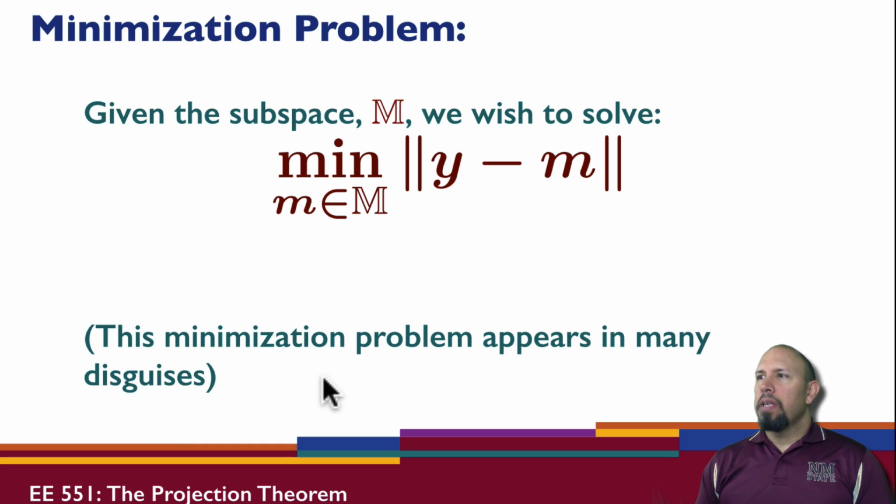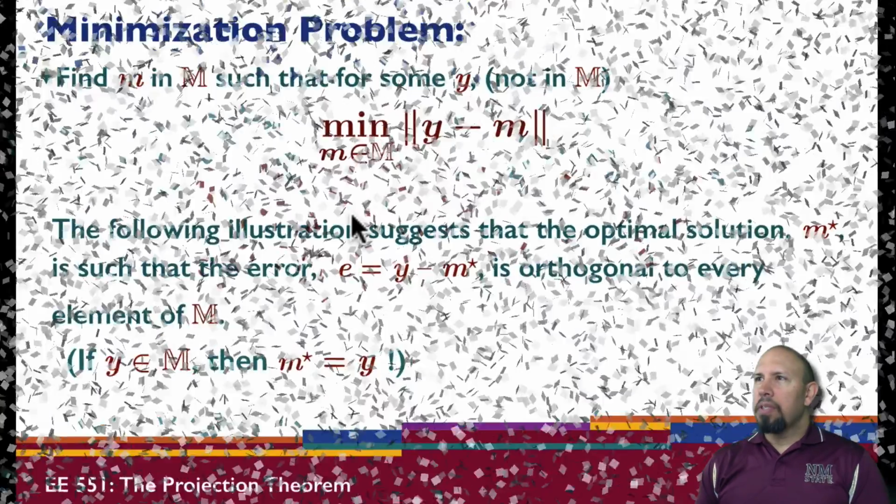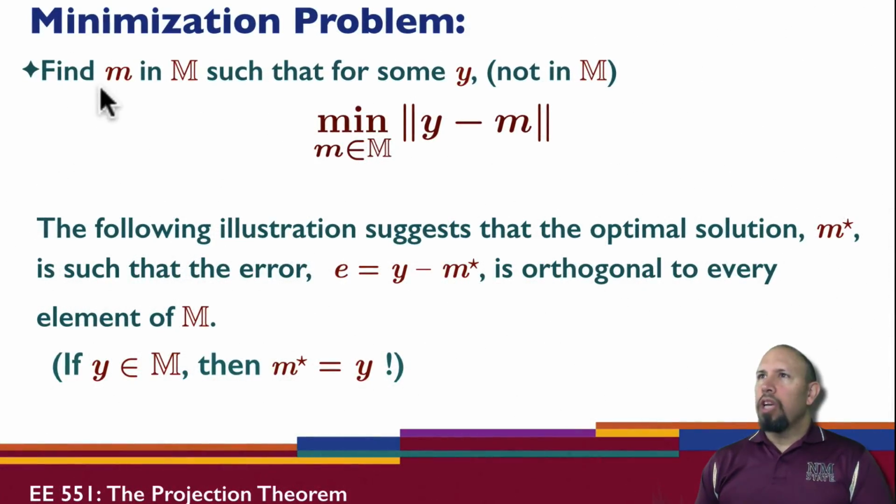Okay, so this minimization problem actually appears in a number of different disguises. This is a constrained optimization problem. We want to minimize this norm of the difference, but we're restricted to the values of m in the set capital M. So again, we're looking for little m in the set big M, such that for some y not in the set M, we are looking for the one that minimizes this norm.